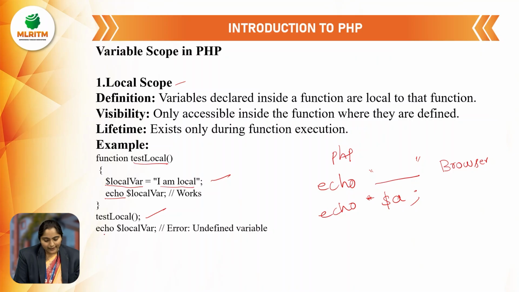And see, I'm trying to print echo local var one more time. Here I'll get the error undefined variable. Why? Because this local var variable is a local variable, and that local variable is accessible and used only within that function. Outside of the function, that variable is not alive or not accessible. So this is about local scope.